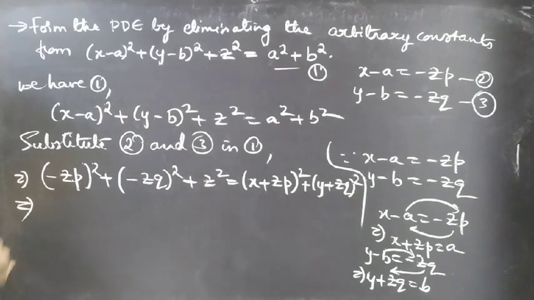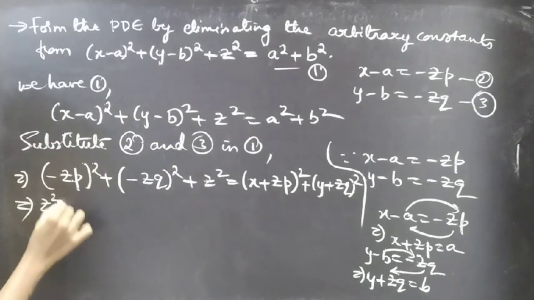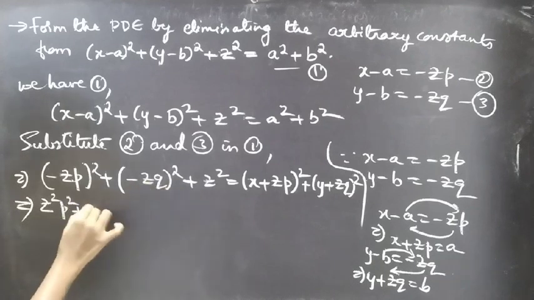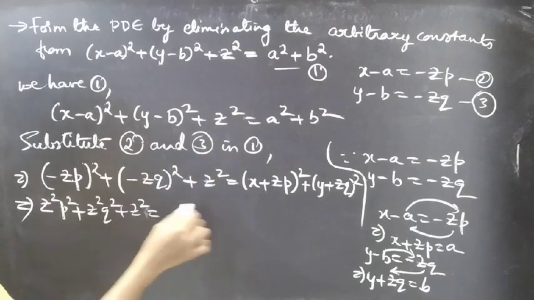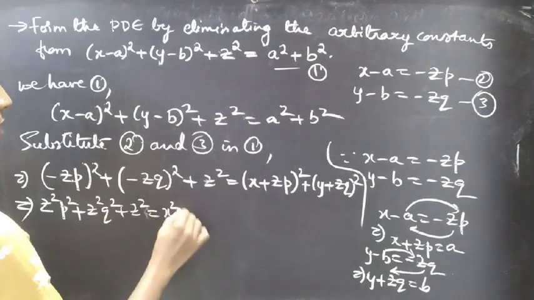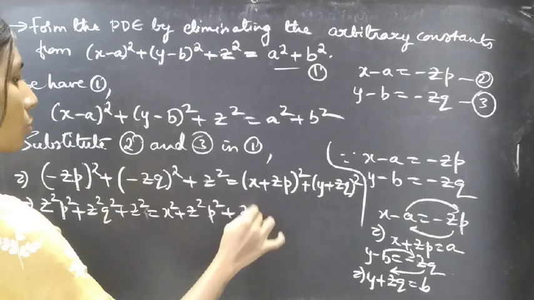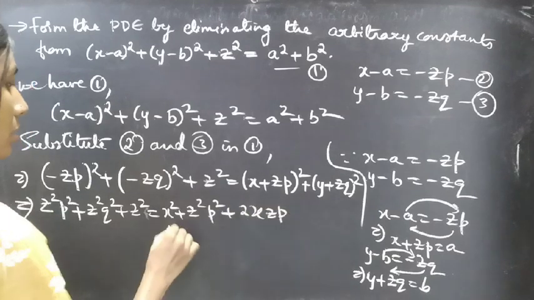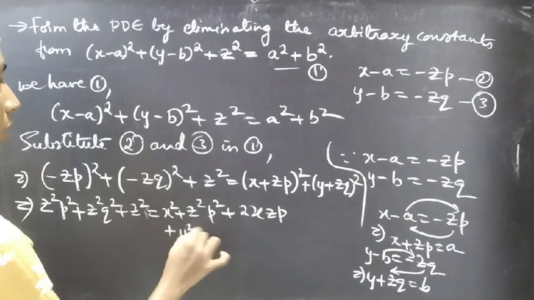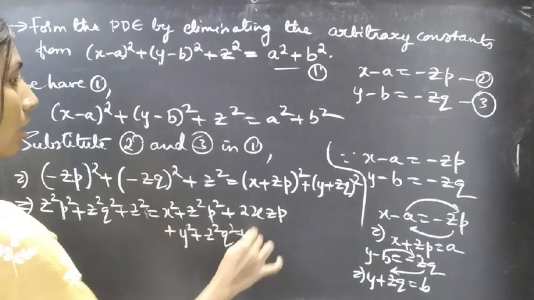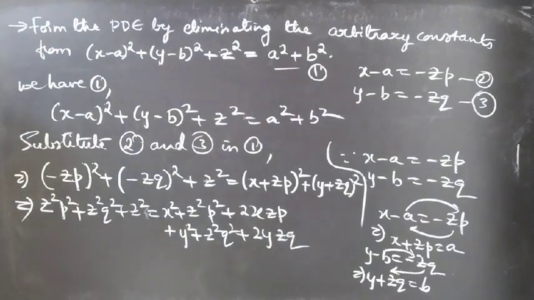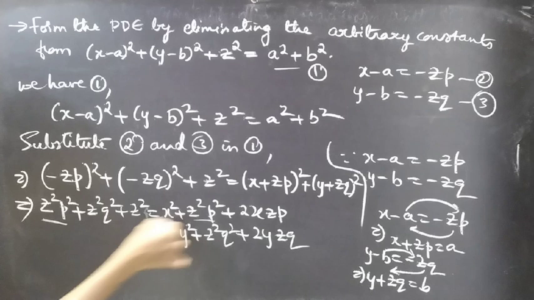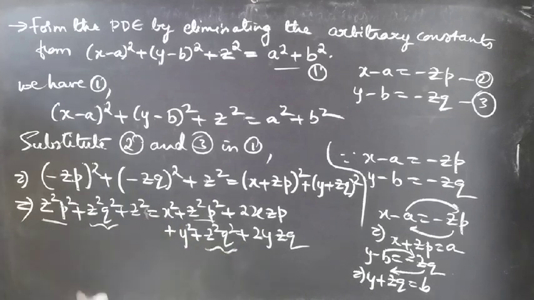Fine. This gives us (minus zp) whole square is z square p square, (minus zq) whole square gives z square q square, plus z square, plus expand. Equal to expand (x plus zp) whole square, we'll get x square plus z square p square plus 2xzp, plus expand (y plus zq) whole square, we'll get y square plus z square q square plus 2yzq, right? So you can cancel z square p square and z square q square from both the sides, or just take all the terms to the LHS.